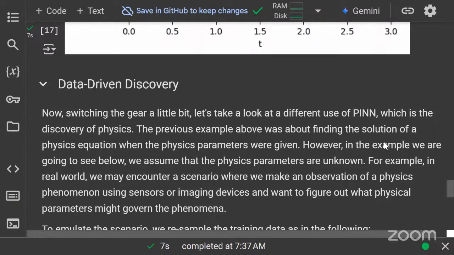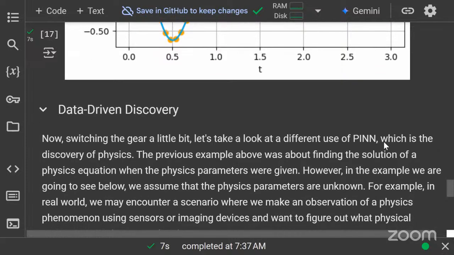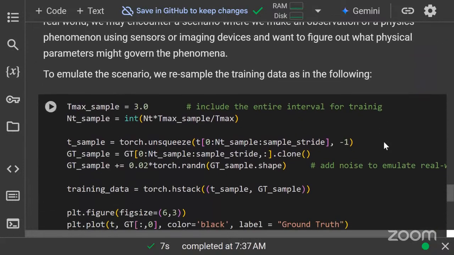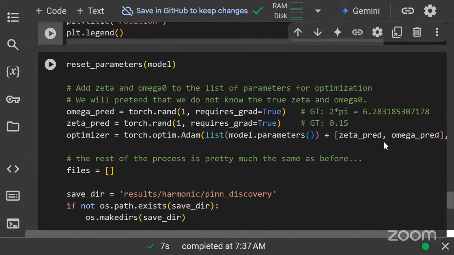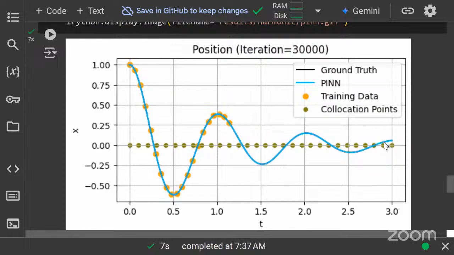So that's the first part for the PINN. Now, at this point, I'm not sure if it is a good idea to go into the second part, but here's a different use of PINN, which is to pretend that we only have the training data, but we do not know the omega and zeta. In the previous scenario, we had omega and zeta given, and we wanted to predict what's going to happen in the future. But instead, you may also think of a situation where you're an experimentalist and you have a spring and damper system.